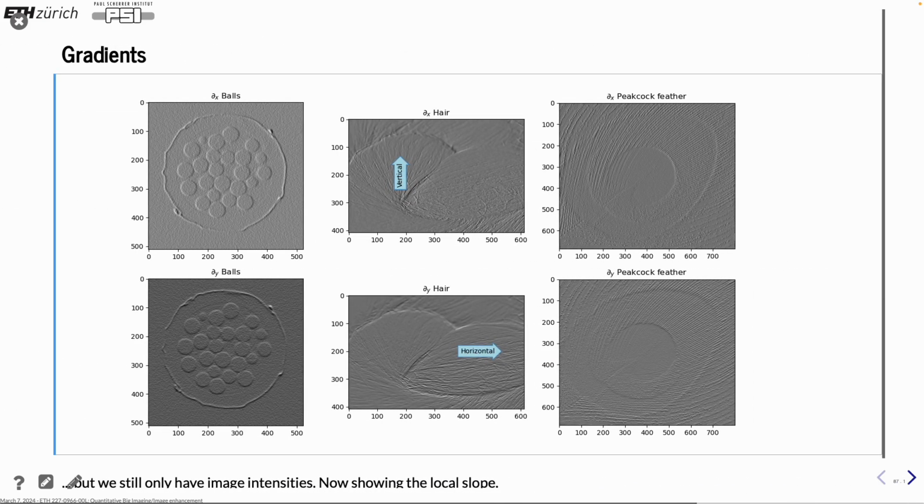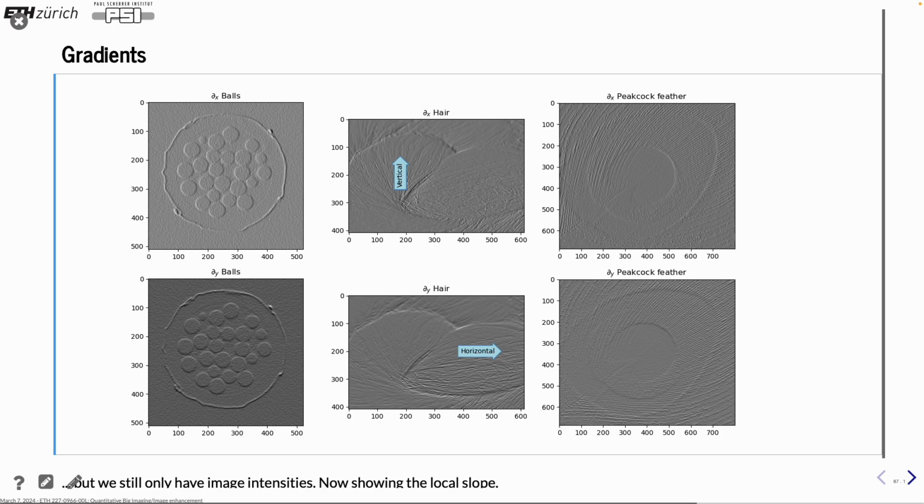And looking at the gradients, we can, of course, as we have seen before, see that we have the clear sides vertically, the clear sides horizontally. Looking at the hair, you can see that we have also some preferential direction here in this area, and this doesn't show very much. And in this one, we also have some more horizontal preference. In the peacock feather, we have some diagonal structures. They come out more or less equally well in dx and dy. But this is still only intensities, and we still have to interpret.